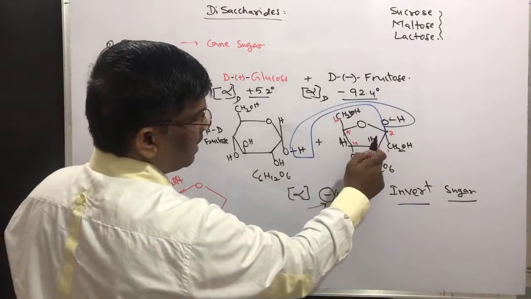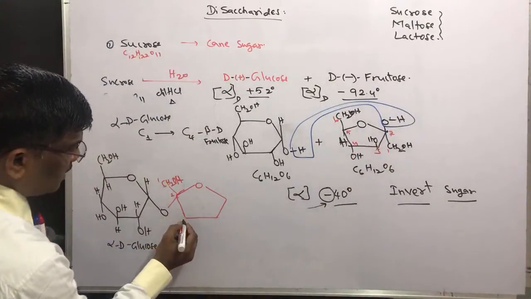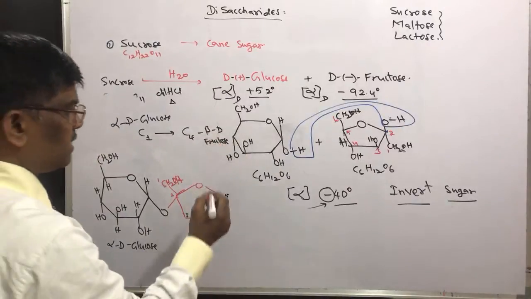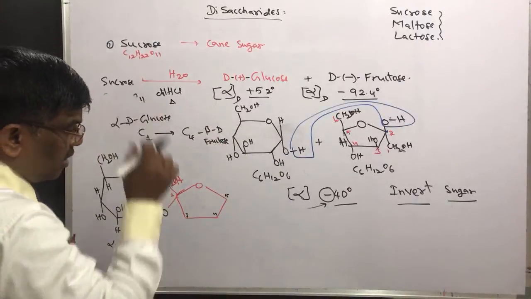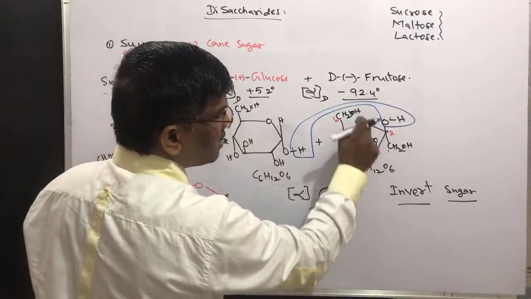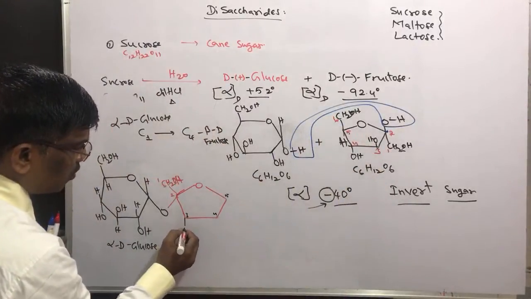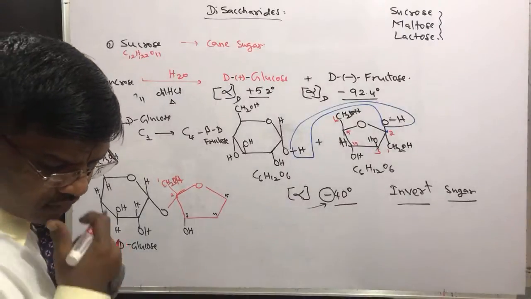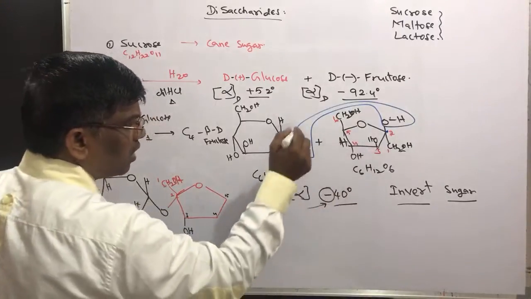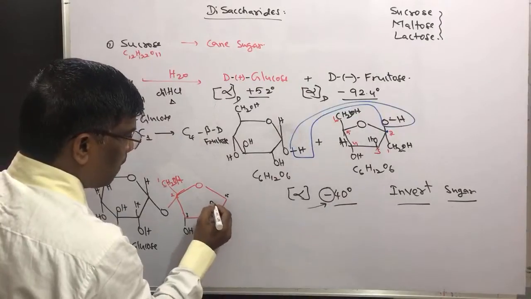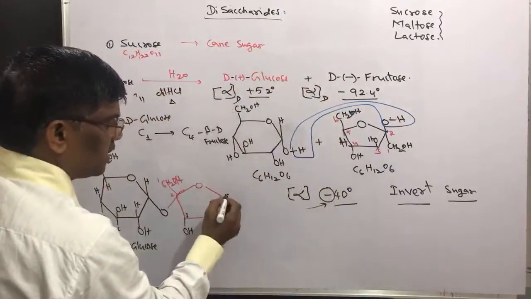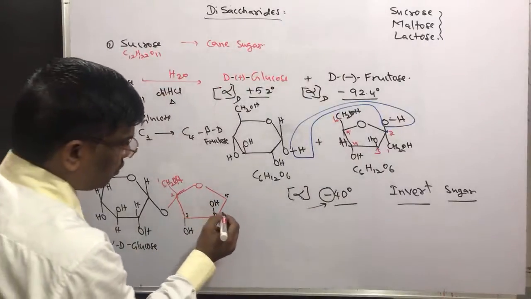Now C3. This is C3 and C4 and C5, and C6 is there. Don't worry. So C3 hydroxy is up, which means it is down. Right? Yes. So C4 down means it is up. And C5 CH2OH is up means it is down.